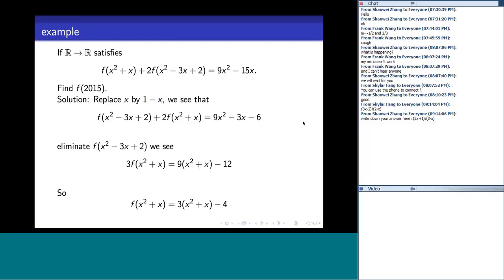There are actually several exercises at the end of the book doing the same trick. So, are we good, Skylar? Yeah, I'm done. Andy?